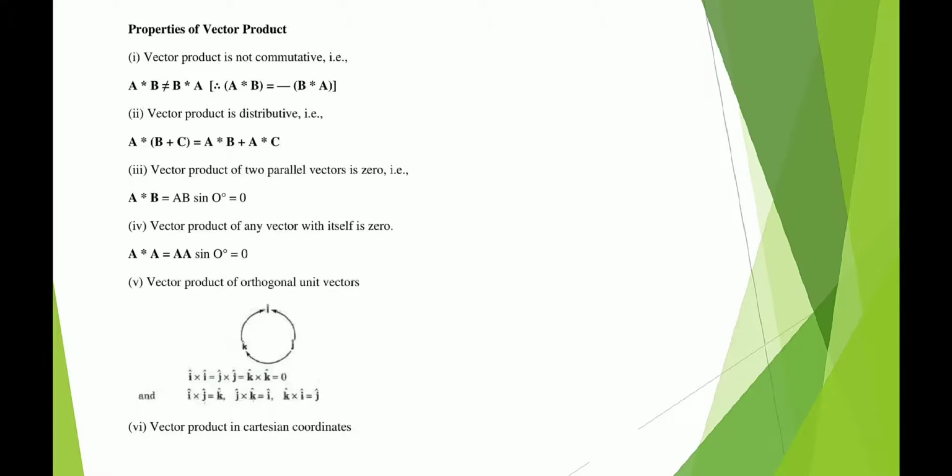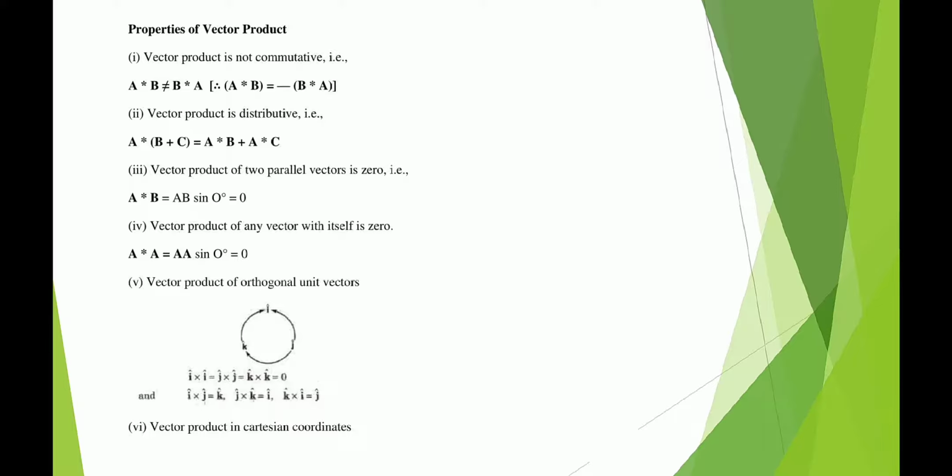Then properties of vector product. First one, vector product is not commutative, that is A cross B does not equal B cross A, because A cross B is equal to minus B cross A. Second, vector product is distributive, that is A cross (B plus C) is equal to A cross B plus A cross C. Third, vector product of two parallel vectors is 0, that is A cross B is equal to AB sine 0 degree, which is equal to 0. Fourth one, vector product of any vector with itself is 0. A cross A is equal to AA sine 0 degree, which is equal to 0.